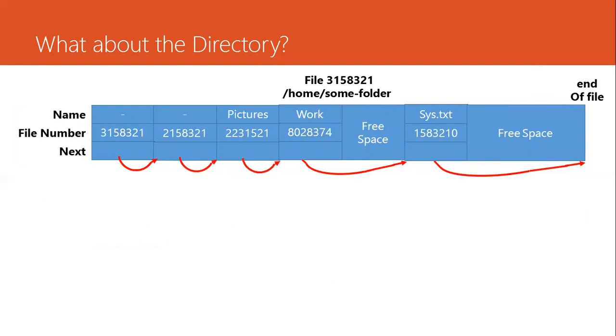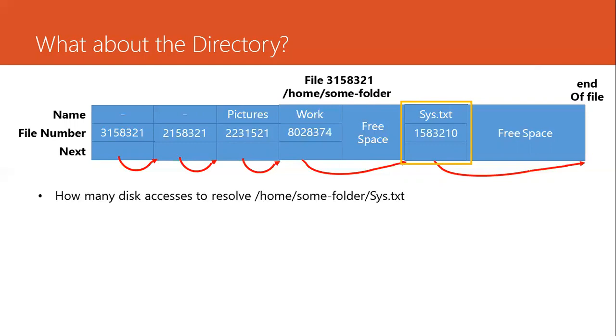As can be seen, we simply search through a hierarchy of directories before finding the required file. This is called name resolution, where we check the file header and search for entries of the path, for example, /home/some folder/sys.txt. So you can imagine how many disk accesses are involved here.